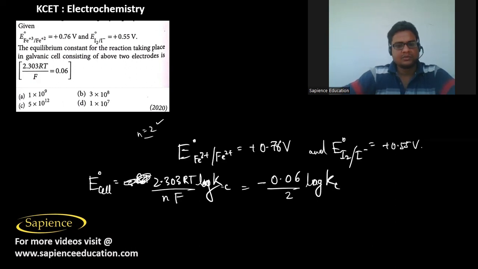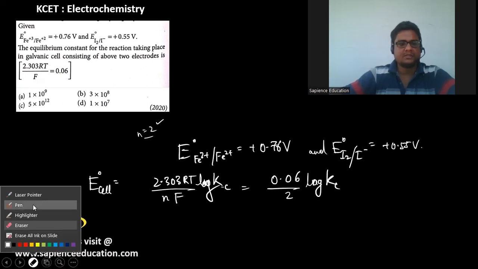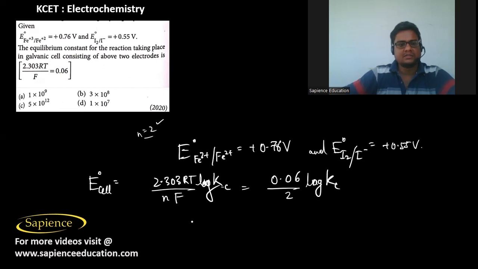Sorry, it is 2.303 RT by NF log Kc. So the minus sign will not come here. Now the cell reaction is that Fe3 plus will go to Fe2 plus, so it will react with I2 to give Fe2 plus plus 2 I minus.